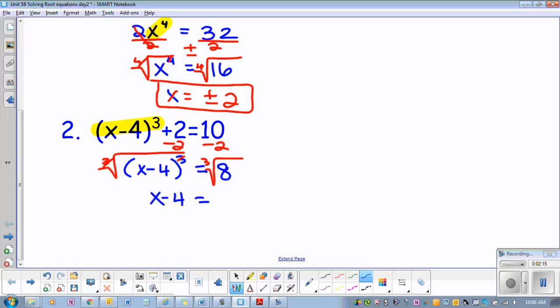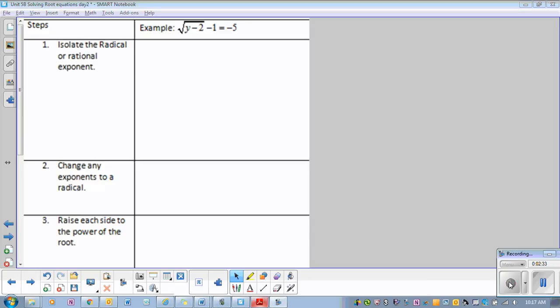2. Thank you, Cindy. And then now we can just solve. Add the 4. So x equals 6 for this guy. Yes? Yep. All right. Questions? Okay, good. Okay, so today we're going to talk about solving root equations, okay?